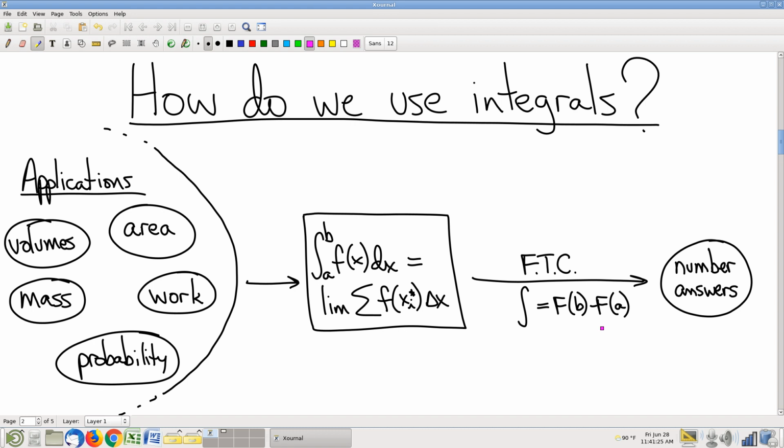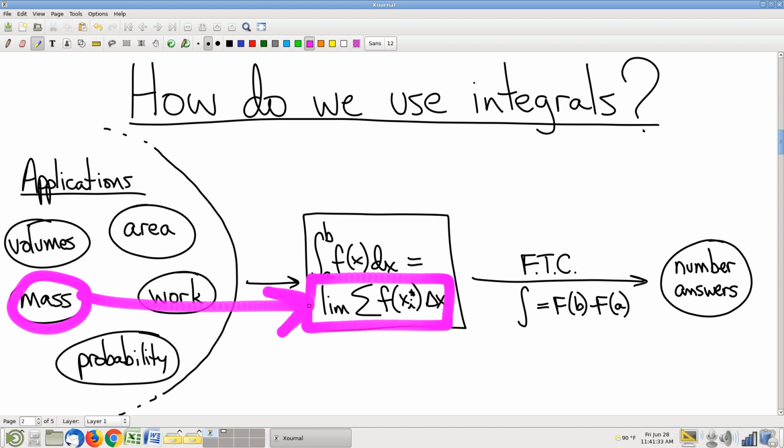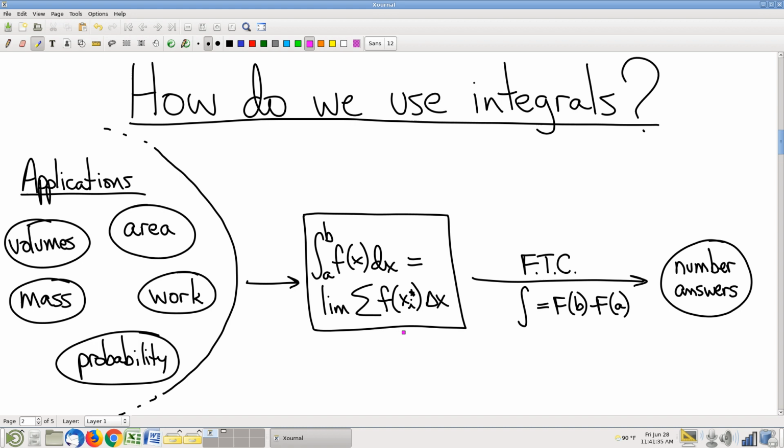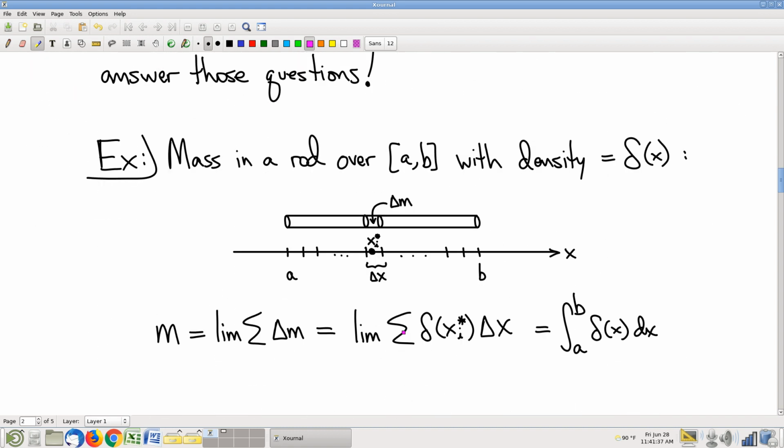Okay. All right, now let's see an example of this process in action. Specifically, how do we relate mass to a Riemann sum. Here we go.